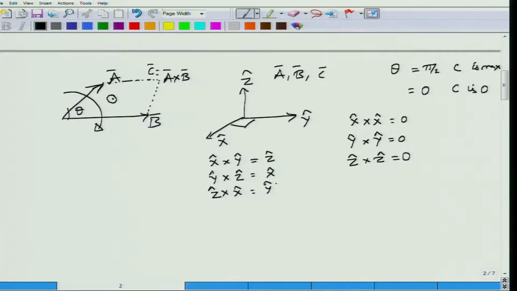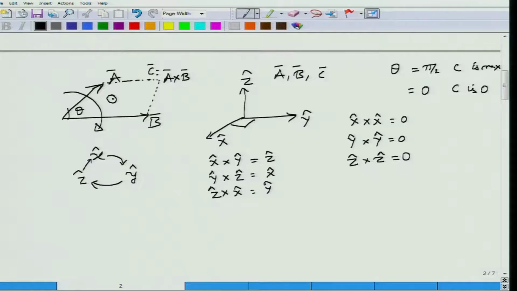Now, there is a mnemonic which I used to remember in which direction you have to go in order to get this particular vector, and that would be to write them in terms of some circle, okay, in the sense that now x cross y would point along z, y cross z would point along x, and z cross x would point along y.